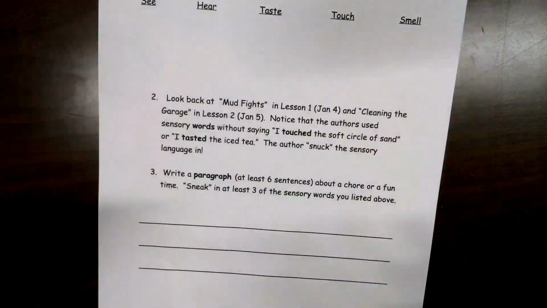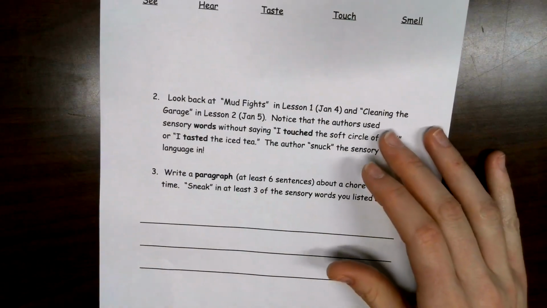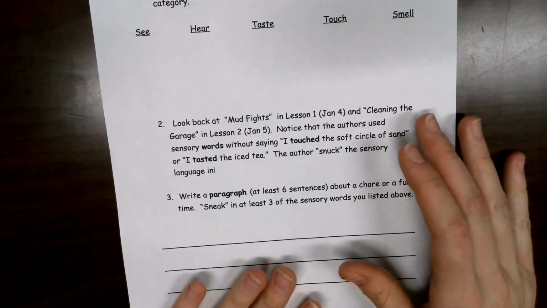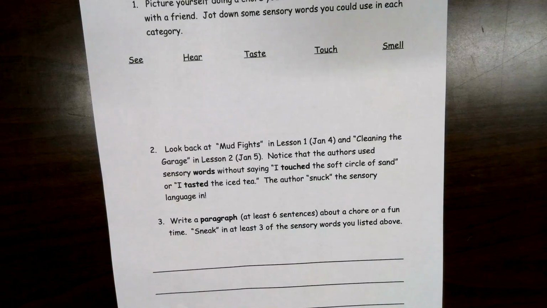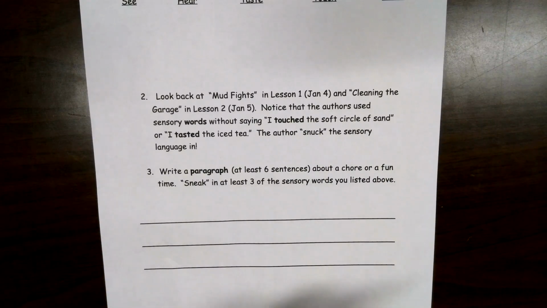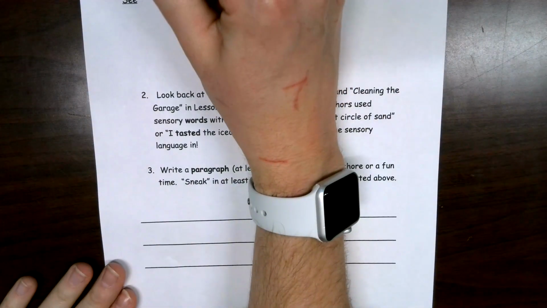Once you are done with this, you do have a writing activity today. Picture yourself doing a chore that you'd rather not do, or having fun with a friend. Jot down some sensory words you can describe used in each category. So, I don't like cleaning the bathroom. Never have. So I could see, I can hear the toilet flush.